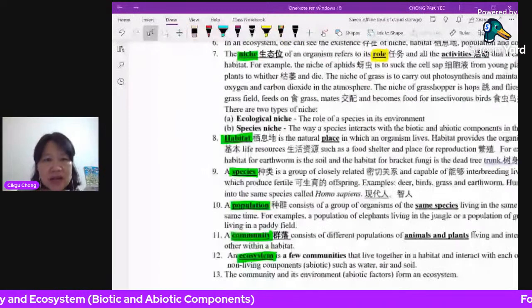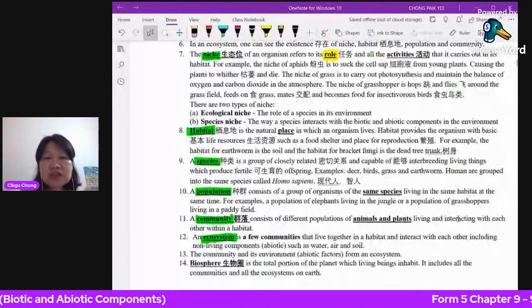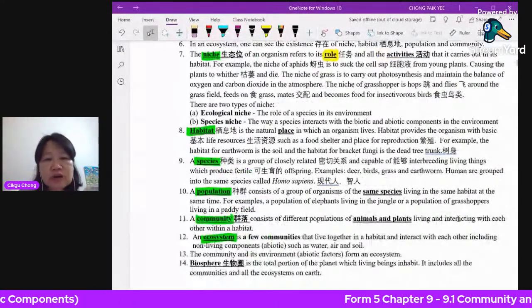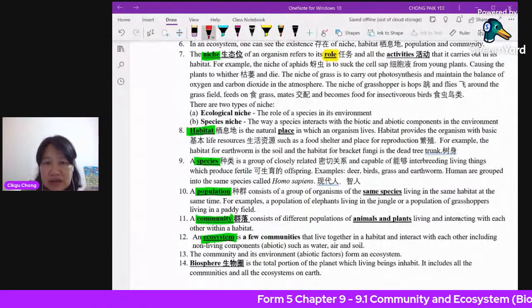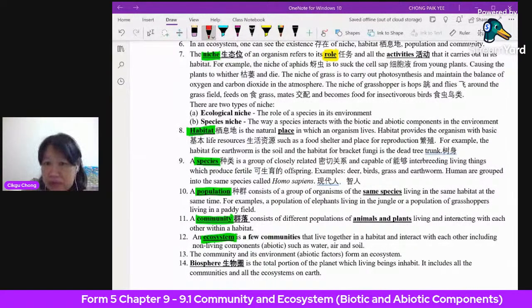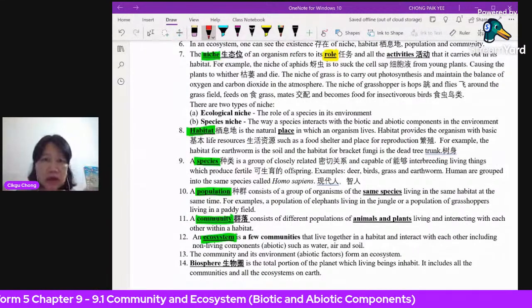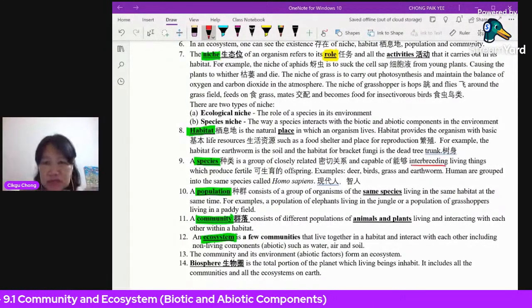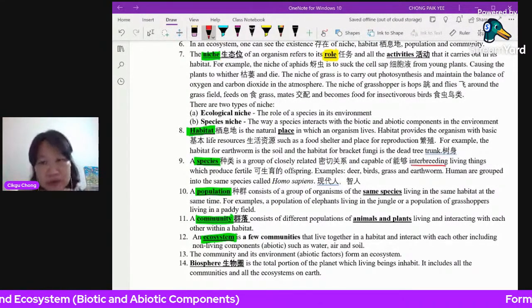Number 9. A species, call it 种类, is a group of closely related organisms capable of interbreeding. They are able to breed among themselves. That means X and Y marry and then they can have children. The female can become pregnant.